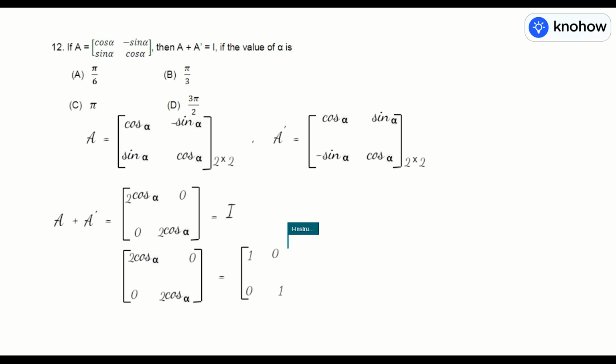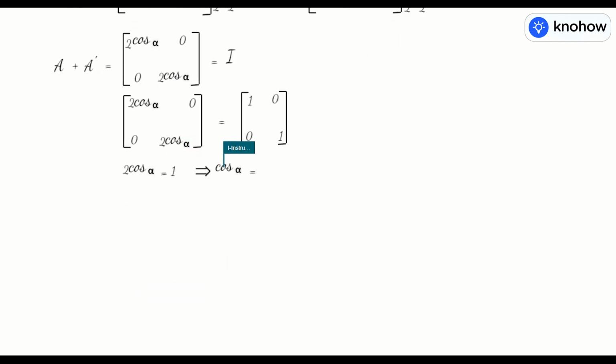Yes, zeros are equal. So what do you conclude from here? That 2 cos alpha is 1, cos alpha is half. So what is the required value of alpha? Alpha is 60 degree or pi by 3. So which choice is this for you? You check, it is your B choice.